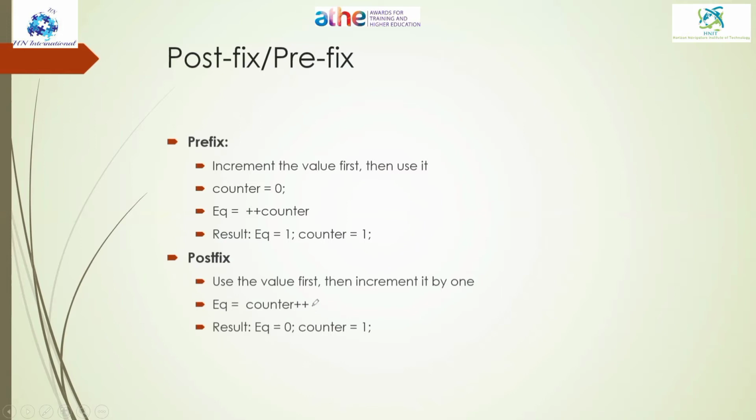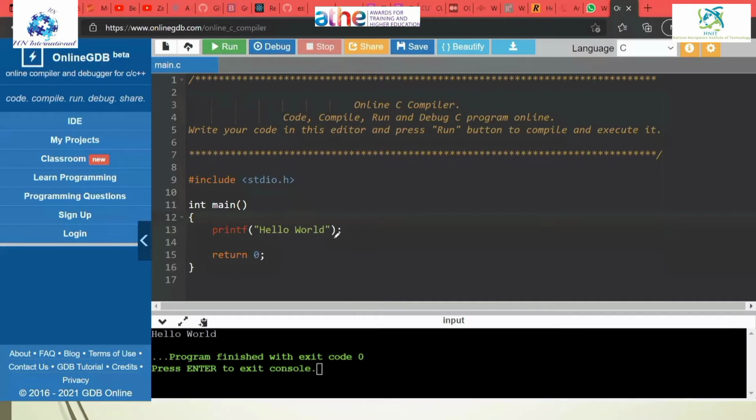Now, this is not the case with postfix. This is storing the value first and then incrementing the value. See the result here. We're storing the counter variable in the equation, but when we see the results, the equation is still 0, but the counter is 1. If you guys understood the working, you should also understand how this worked. Did you guys got it, or should I explain it again? Sir, I didn't get it. Okay, we'll see that in working.